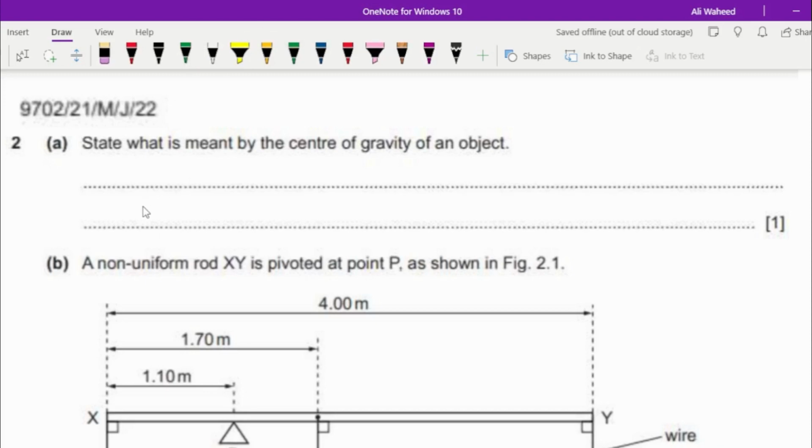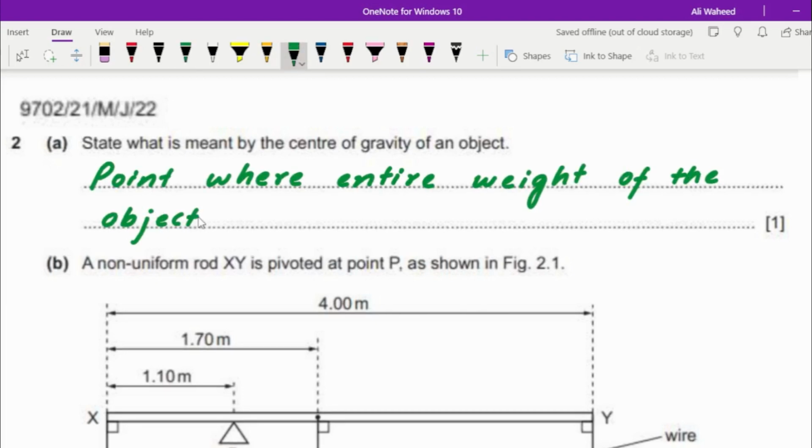So the center of gravity of an object is a point where the entire weight of the object seems to be acting. Basically, it is a point of the object. If you want to balance an object, all you have to do is apply the force against the weight at the center of gravity, and that would be the easiest way to balance the object.